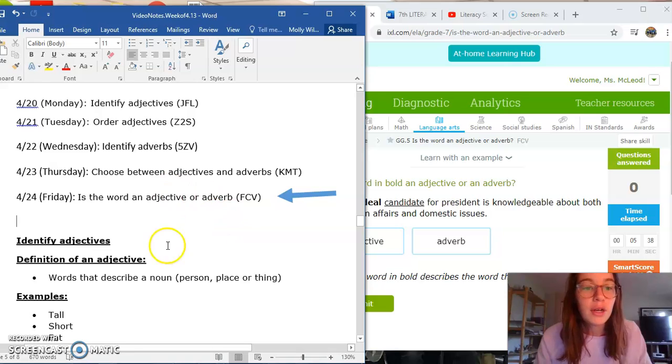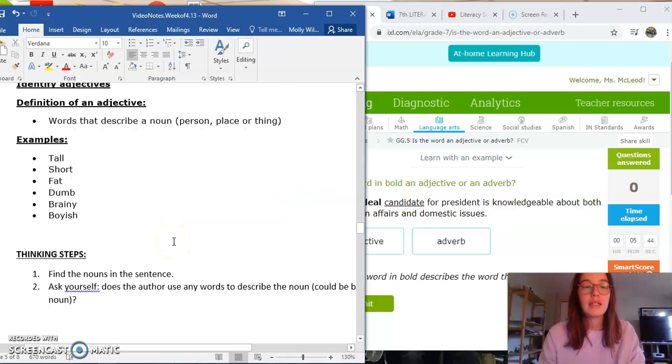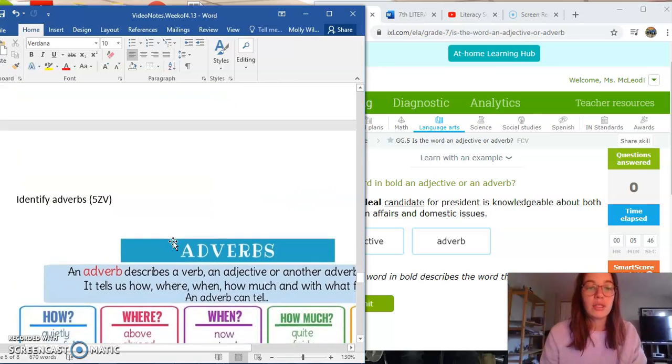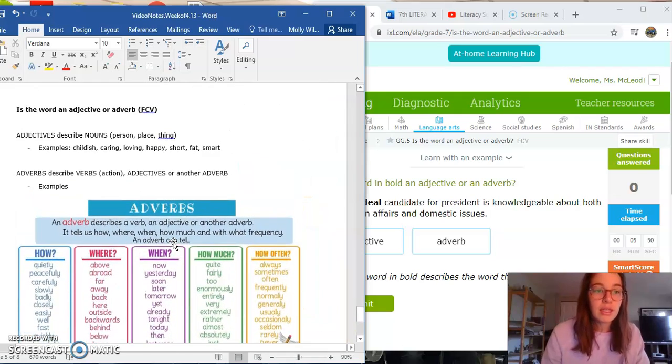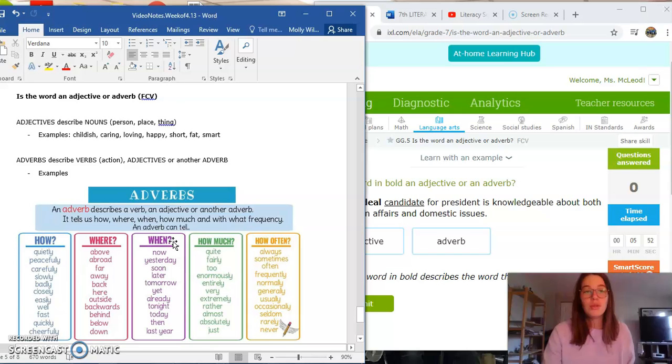Okay, so go ahead and let's do a quick review. Is the word an adjective or an adverb? Basically, we need to do a quick review. What's an adjective? What's an adverb? An adjective, I took some notes. If you're somebody that's taking notes as we go along, highly recommend you do so.